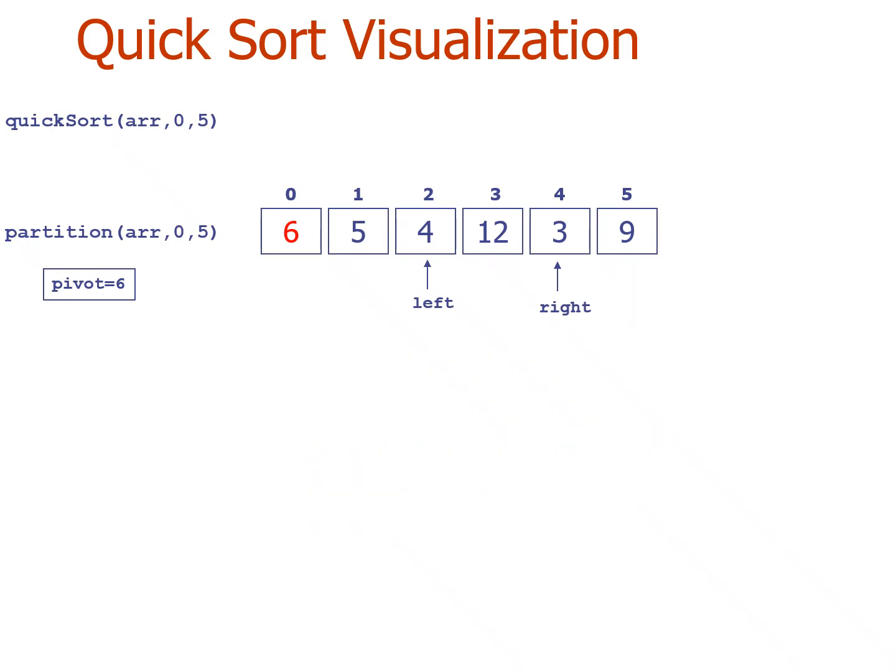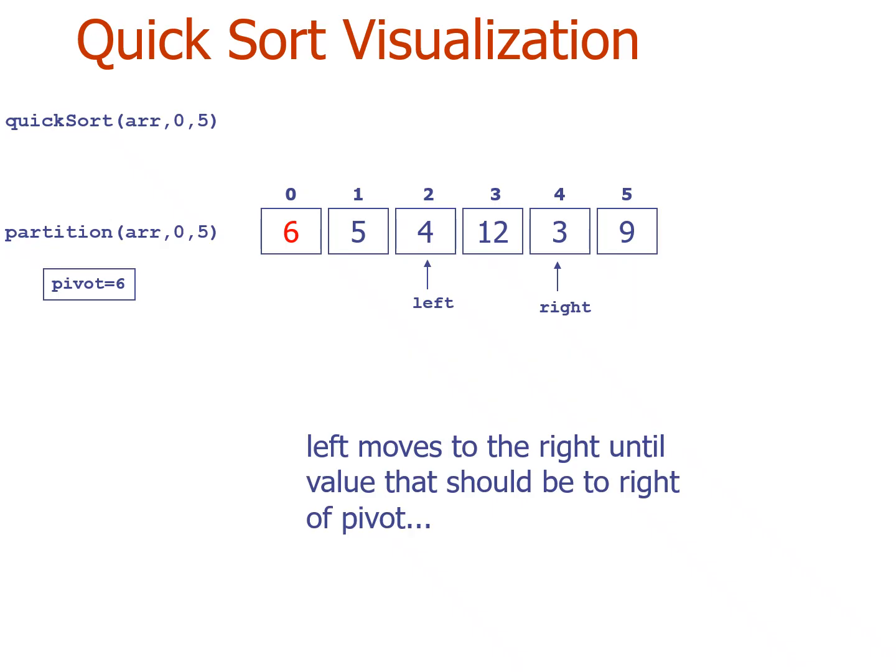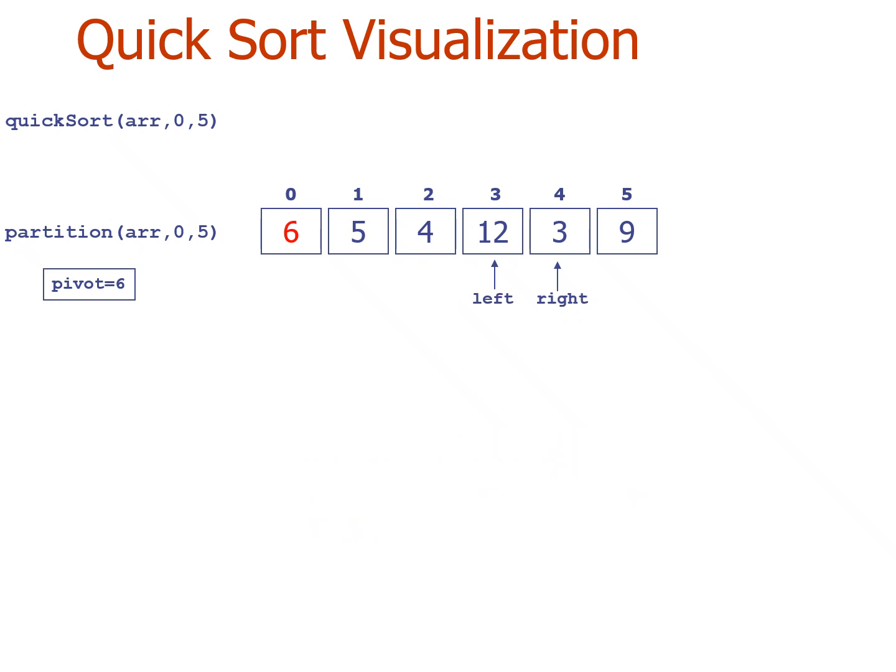So we move to the 3, and the right is pointing to a violating element now, the 3, because the right is supposed to be pointing to greater than 6, not less than 6. And the left is also pointing to a violating value, which is 12. Left is supposed to be pointing to less than 6, not greater than 6. So swap. And now the picture is 3 and 12. Okay?